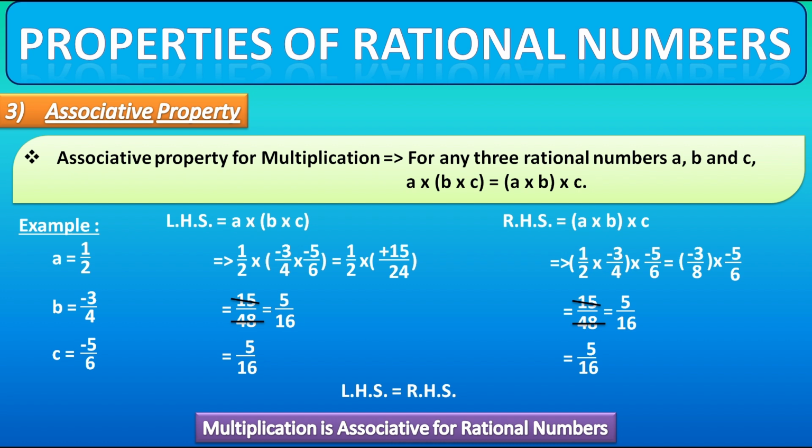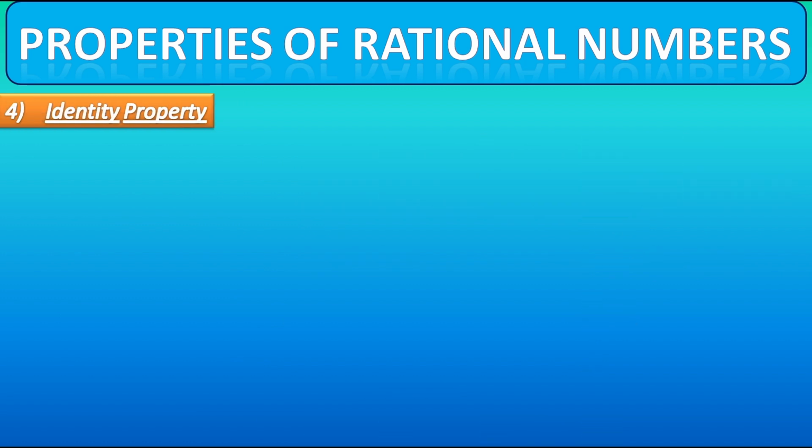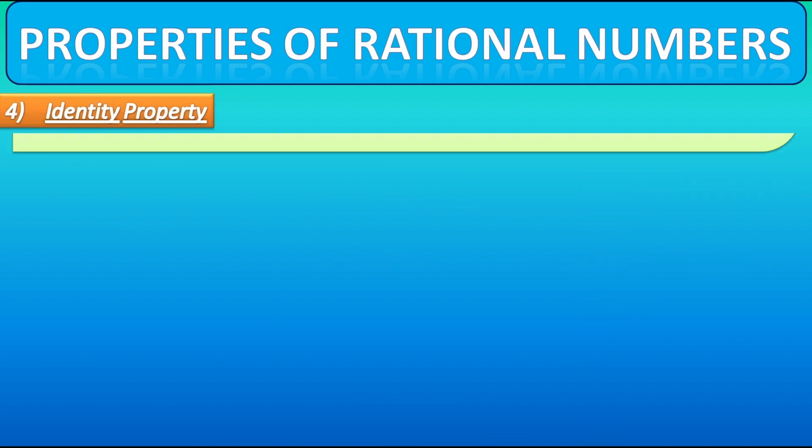Okay. Now division also does not hold for commutative as well as for closure properties. So we can directly say that division does not hold for associative property. Now let's move to the next property, that is identity property.